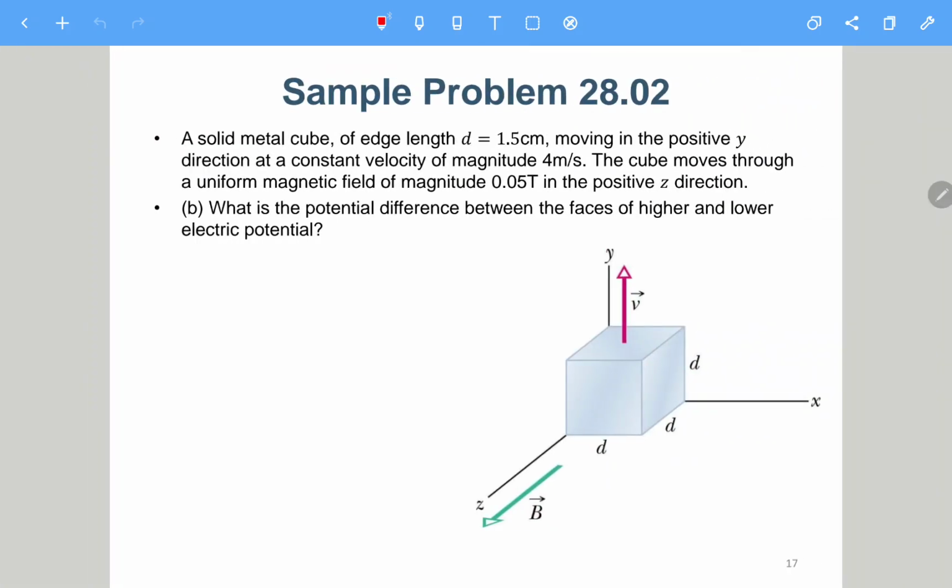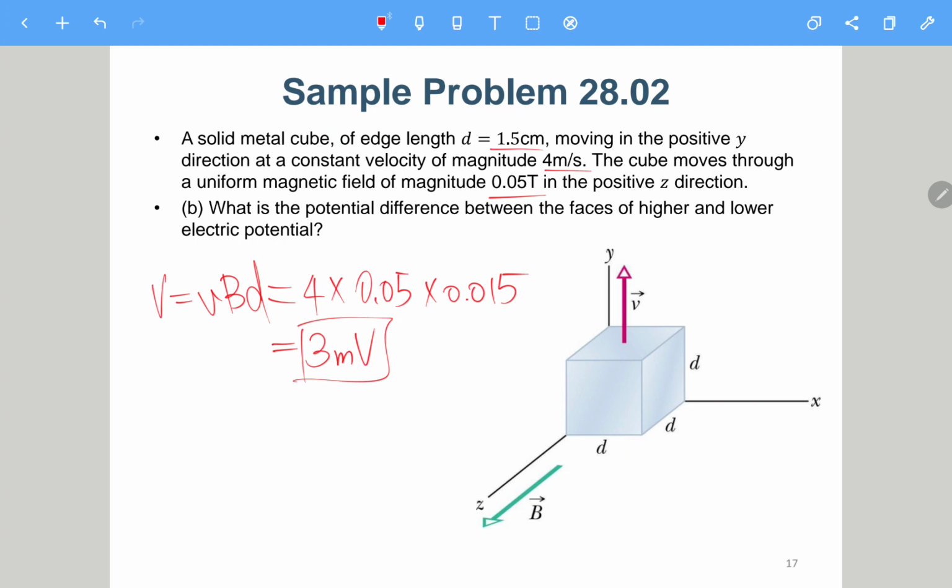Okay, so next it asks what is the potential difference between the faces of higher and lower electric potential. Here we just need to use V equals vBd. V is 4 meters per second, B is 0.05 Tesla, times d, which is 1.5 centimeters, 0.015. So this is nothing but 3 millivolts. This value is quite small, 3 millivolts.